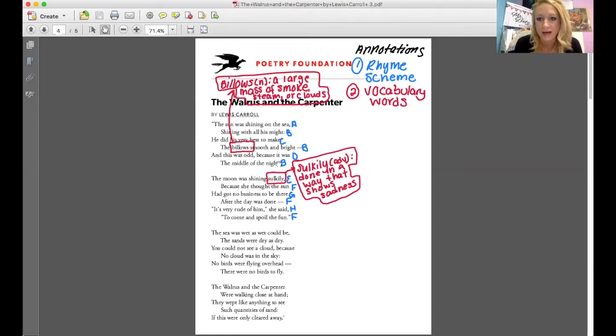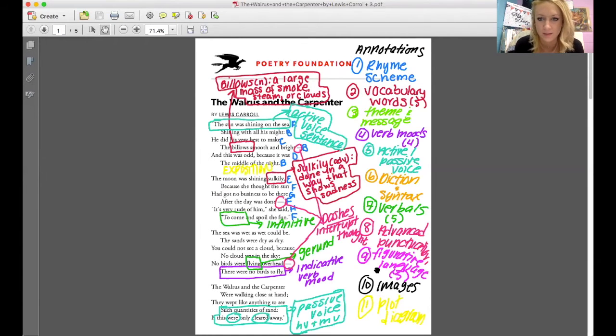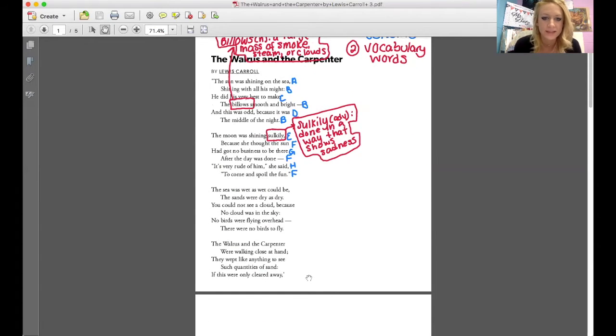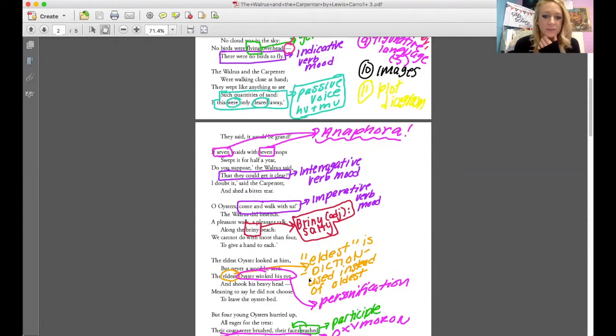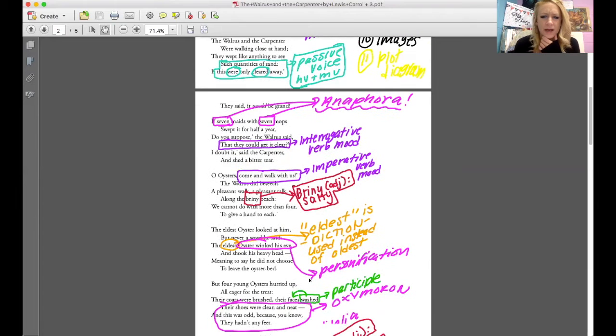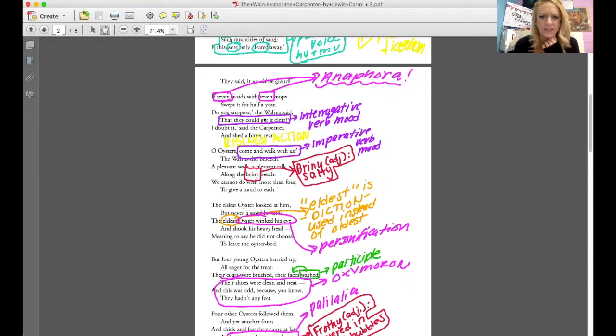Next up, after the vocabulary words, sorry, this is kind of bugging out on me. I have theme and message, so I listed that at the end. Verb moods, I need 4. So notice, this right here is indicative, so I labeled that. Going on to the second page, you want to find an array of different types of verb moods. I have a question here, so that's interrogative verb mood. This one is a command, that's the imperative verb mood.